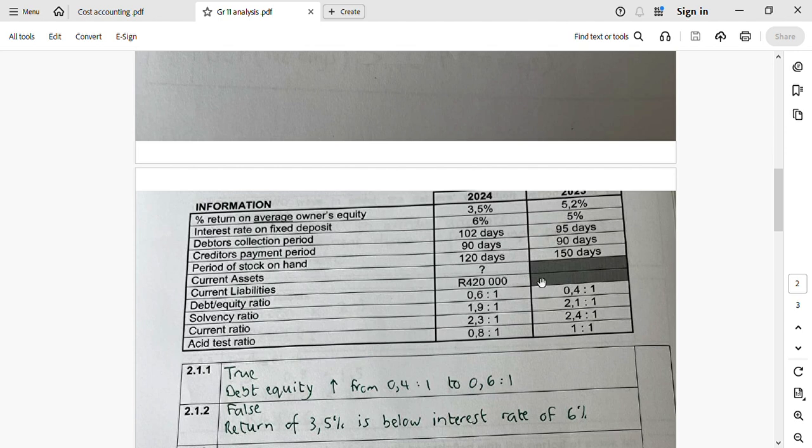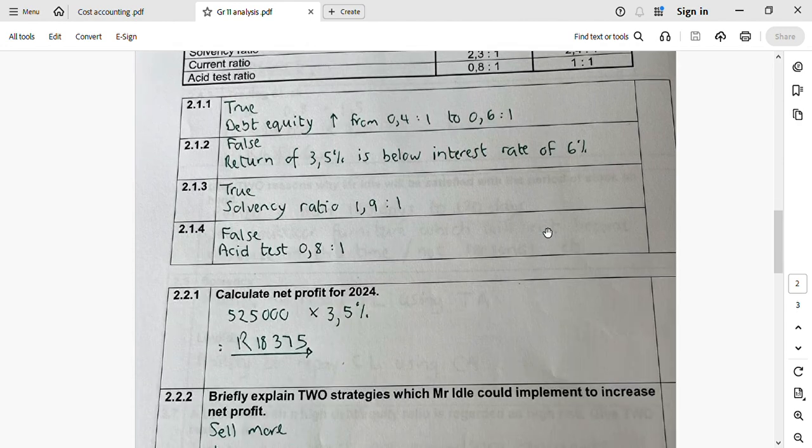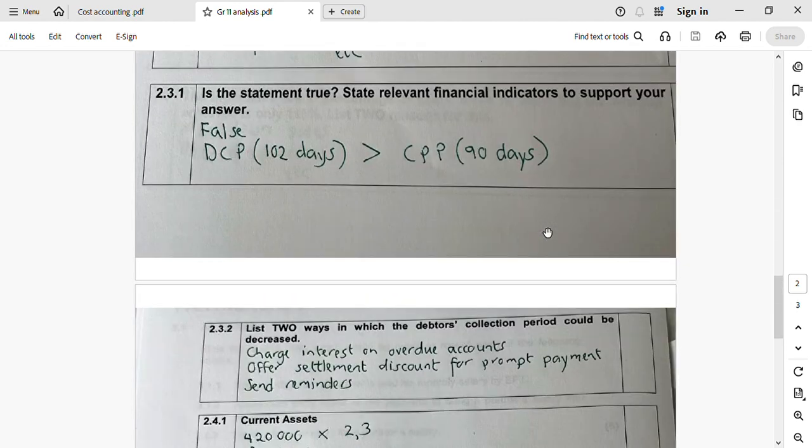And secondly, it's increased, so it's taking longer because debtors are now taking 102 days compared to 95 days last year. So the statement here is false because debtors collection period is 102 days. It's greater than creditors payment period.